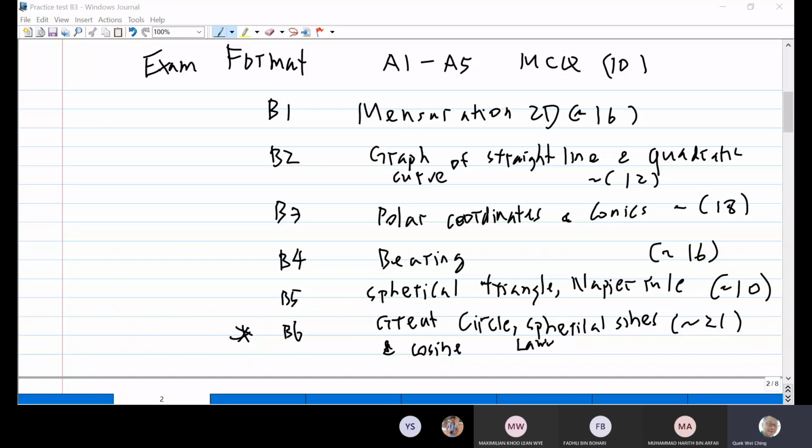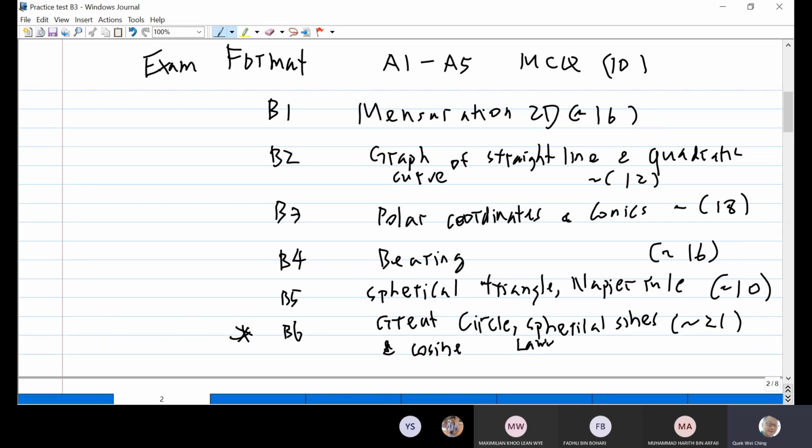Okay, I will start by telling you the exam format. First of all, there's MCQ, 5 MCQ, which is 10 marks. Then B1 is usually mensuration. Find the perimeter, find the area, surface area, volume, and so on. This is usually around 16 marks, and usually it's a 2D problem, so a two-dimensional object rather than a 3D object.